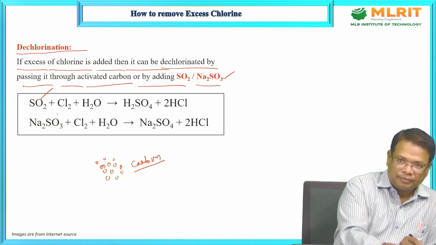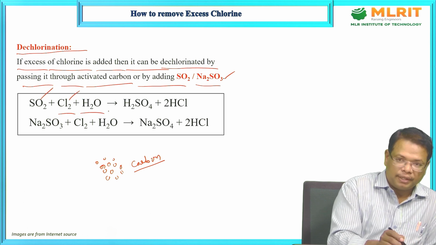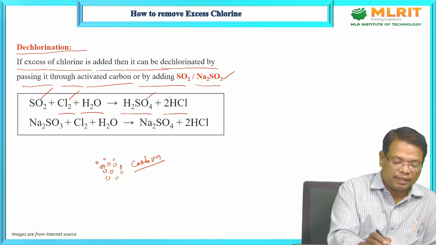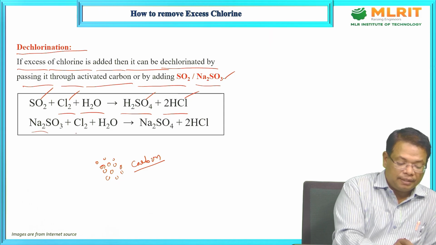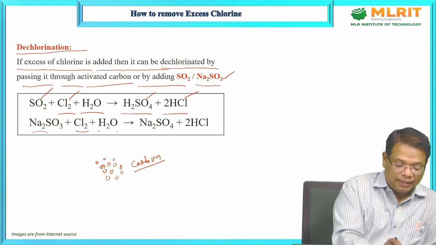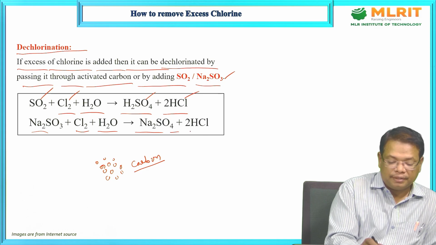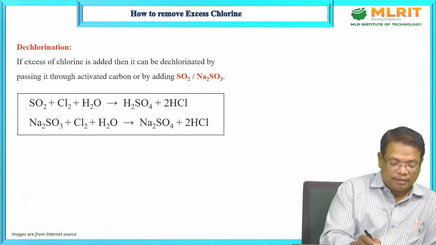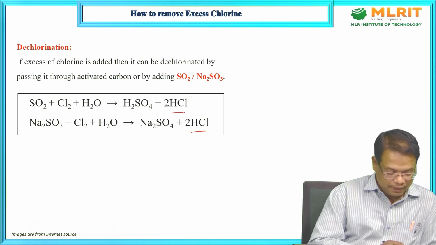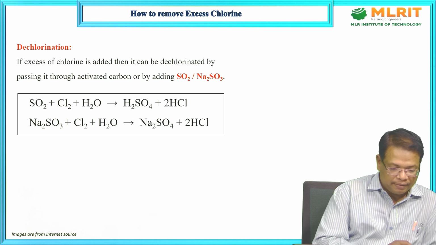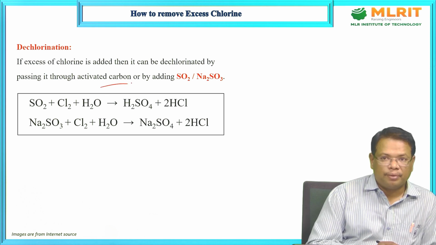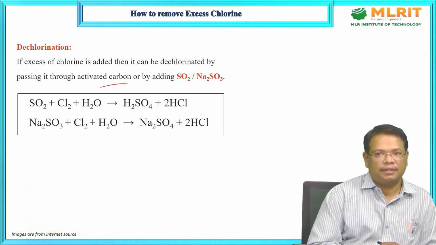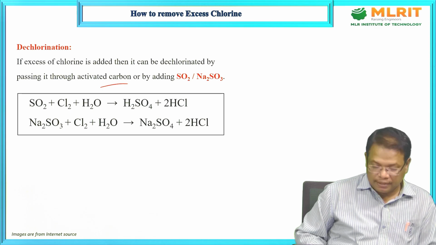In general, sulfur dioxide reacts with chlorine and water. It forms H2SO4 and 2HCl. These are very strong acids. So Na2SO3 plus Cl2 plus H2O gives rise to sodium sulfate and HCl. Likewise, we can remove the chlorine. This is the chemical process. Or by adding activated carbon, we can also remove the chlorine in the given water sample. If excess chlorine is added, then we have to remove it. These are the key points of this topic.